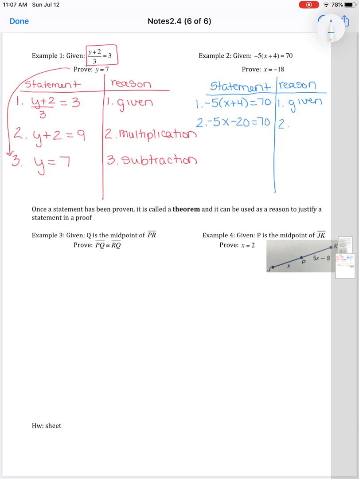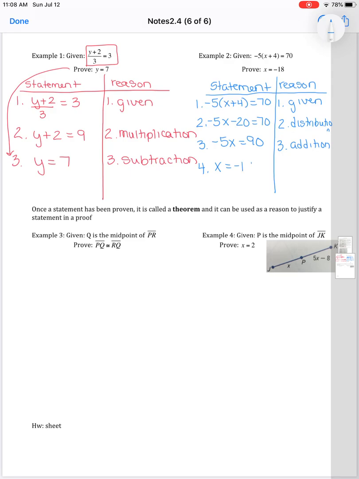In order to do that, I have to distribute the -5. So when I distribute the -5, I get -5x minus 20 equals 70. And what's my reason? What did I do? I distributed, or distribution. Sorry, it cut off. Now for line 3, I've got to get that x by itself. So what I'm going to do is bring the 20 to the other side. So if I bring the 20 to the other side, I now have 90. And what did I do? Well, I added. So this is addition.